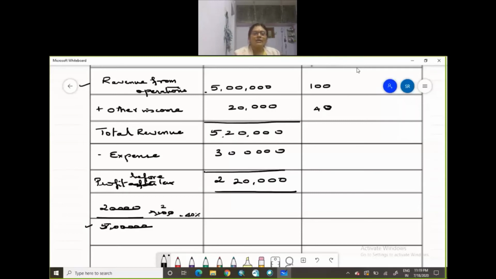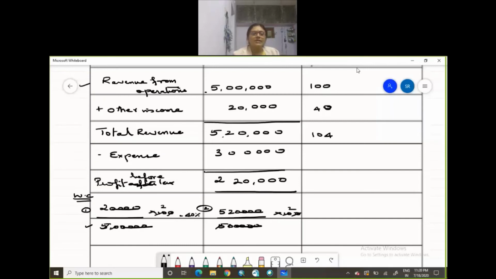Okay. Your total revenue is how much? 5 lakh 20,000 divided by 5 lakhs. You have to write your working column. Write it in your working notes. 5,20,000 by 5 lakhs into 100. So 1, 2, 3, 4, it gets cancelled. 0 is going to get cancelled here. 5 is going to go in 2 times. So 104. Fine. Okay. So total revenue is 104 percent of your revenue from operations.